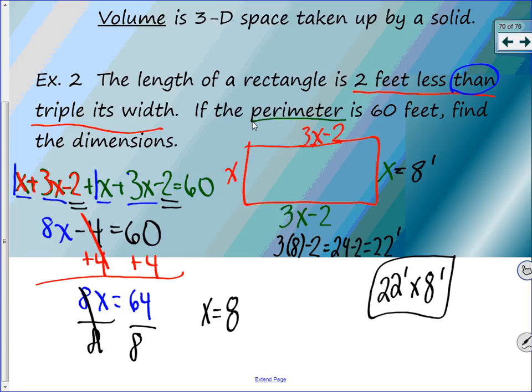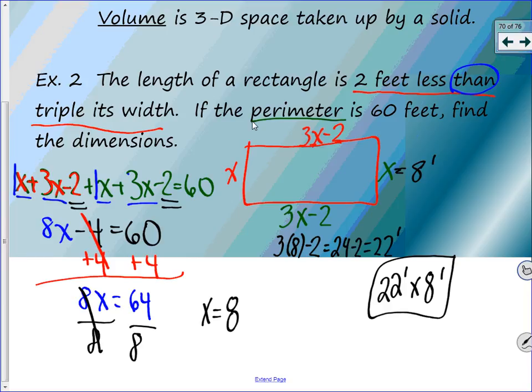So you have that little bit at the end, you have to calculate the length and the width of the rectangle. The width is just x, the length is 3x minus 2. Questions on that?